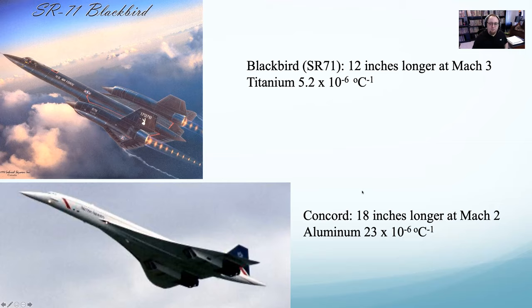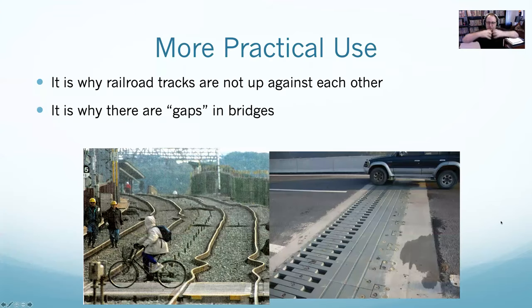This is also why bridges, like in the bottom right, have those teeth. It's because on a hot day, the bridge will get bigger. On a cold day, the bridge will get colder and smaller. And so it can get bigger and smaller. So when you go over a bridge, the "dum, dum, dum" thing is because if you don't allow for it, the bridge tries to get bigger or smaller and there's no allowing for it, it'll just buckle.